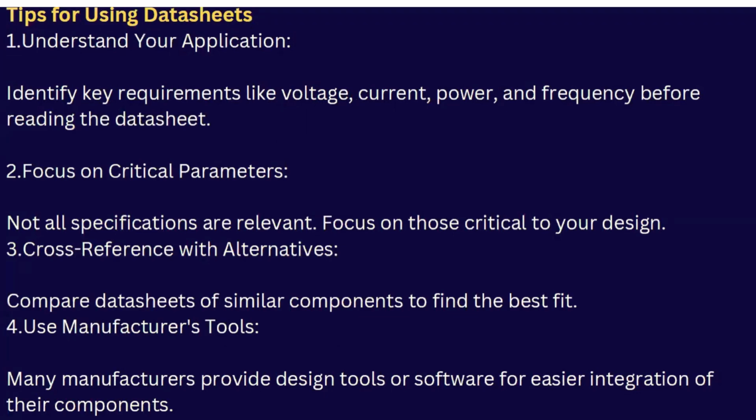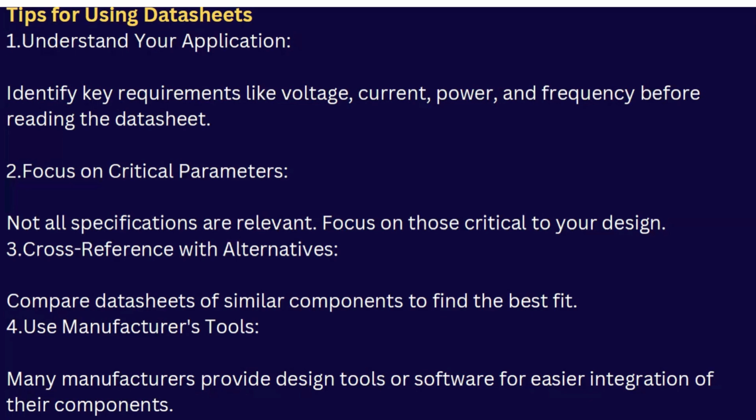How will you use the steps, like how will you check the data sheets? First of all, you have to understand your application. Identify the key requirements like voltage, current, power, and frequency before reading the data sheet. That means if you are working on any project and using that component, what is the circuit, why has the circuit been used, and what is the requirement of that particular part in that circuit? That analysis first. Second, focus on critical parameters. What are the parameters required for your circuit so that it will work properly? You have to keep that in mind.